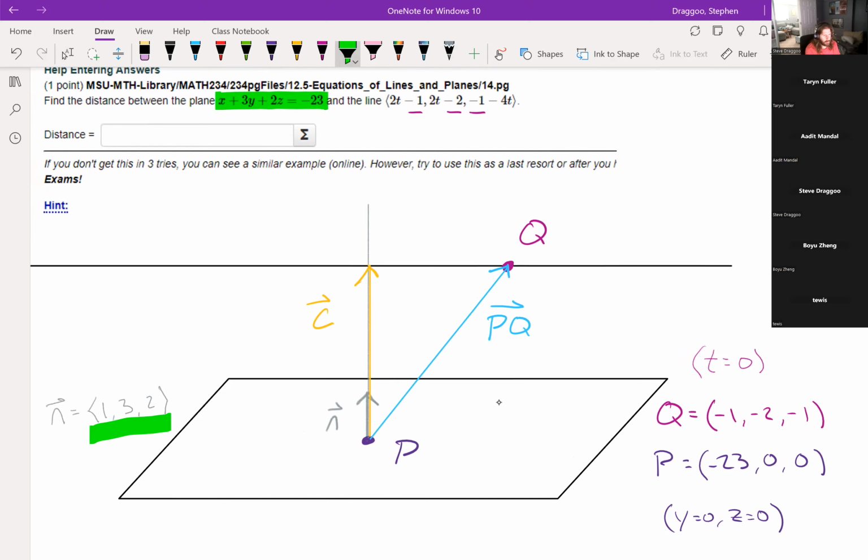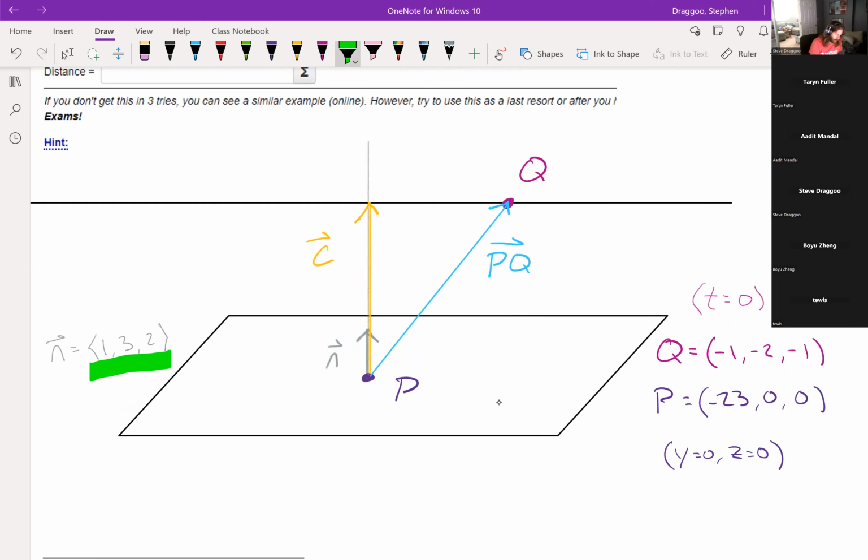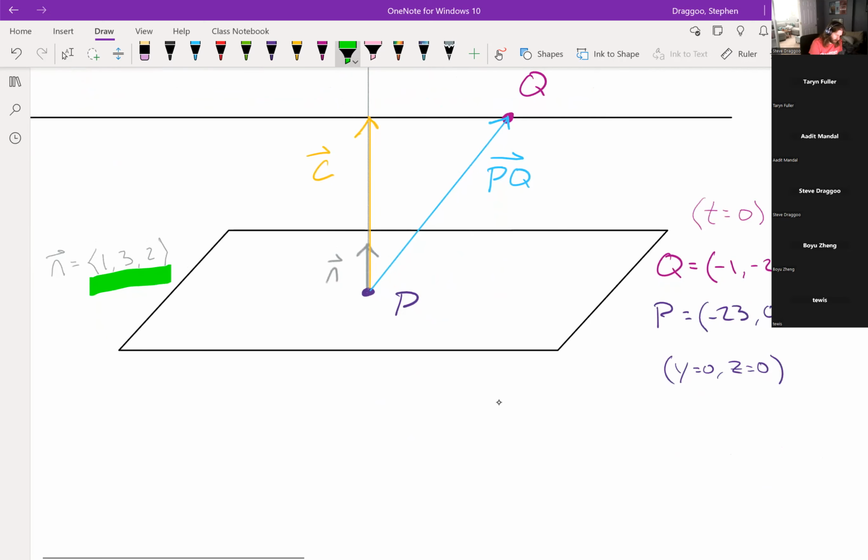So how about I highlight that with some green? That 1, 3, 2, those are just the coefficients on x, y, and z in the equation of the plane. So numerically, those are all the values that I'm going to need in order to get this distance. So now I'm ready to start calculating some stuff.